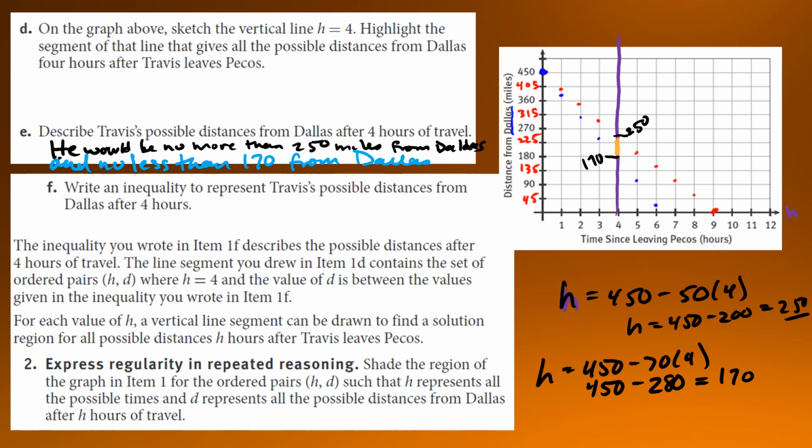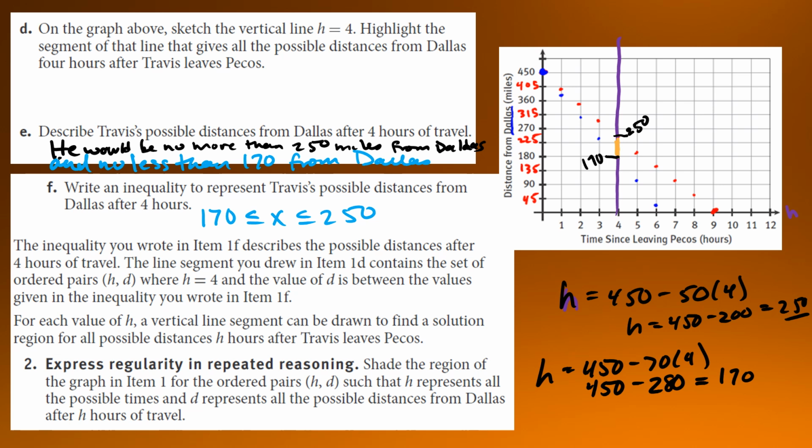And write an inequality to represent that. Well, we're pretty good at writing a compound inequality, in the form of a conjunction, saying that all the values between and including 170 and 250. So the inequality we just wrote describes the possible distances after 4 hours of travel.